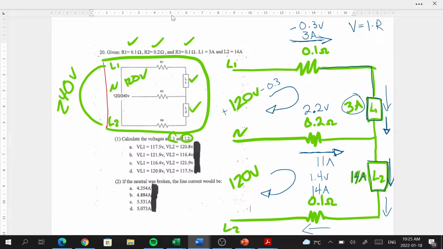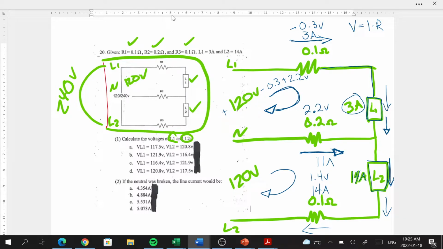Now we don't know what the voltage drop is on load 1, but we do know that we're actually going to have a voltage rise of 2.2 volts along the neutral. Now, why is it a rise in this case? Well, it's because our direction of our loop and the current going through our neutral are opposing each other. And that opposition is going to create a voltage rise rather than a drop. All right, so we got plus 2.2.